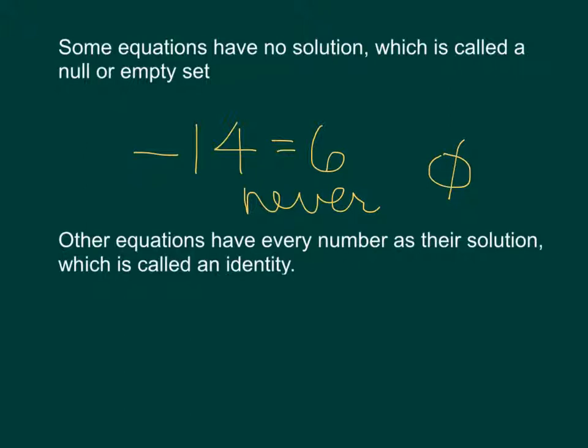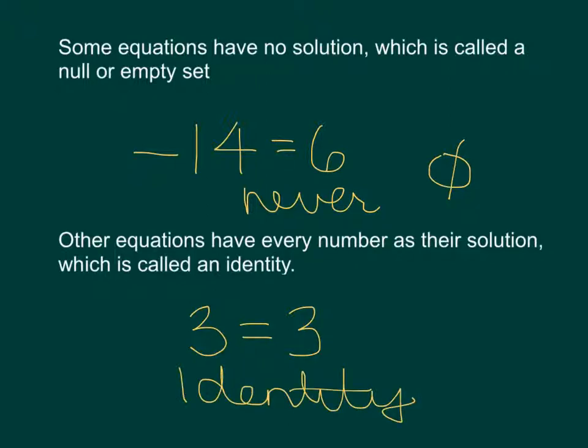Other equations have every number as their solution. So sometimes we may get something that says 3 equals 3. Well, 3 is always equal to 3. So that means that this is identified as an identity, or you can say that it's all numbers because both sides are equal to each other, and so the answer would be identity or all numbers.